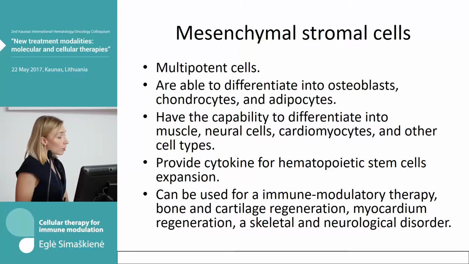They are multipotent cells found in several adult tissues, and in vitro experiments demonstrated that clonal human MSCs are able to differentiate into various lineages, including osteoblasts, chondrocytes, and adipocytes. Studies have also indicated that MSCs have the capability to differentiate into muscle, neural precursors, cardiomyocytes, and possibly other cell types.